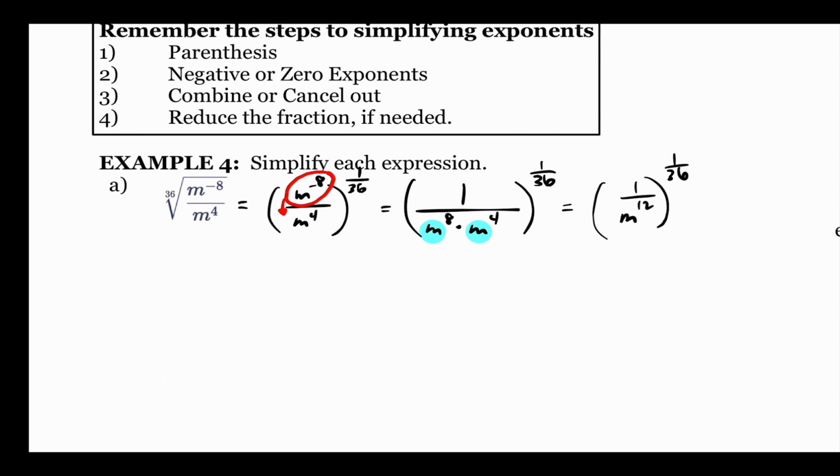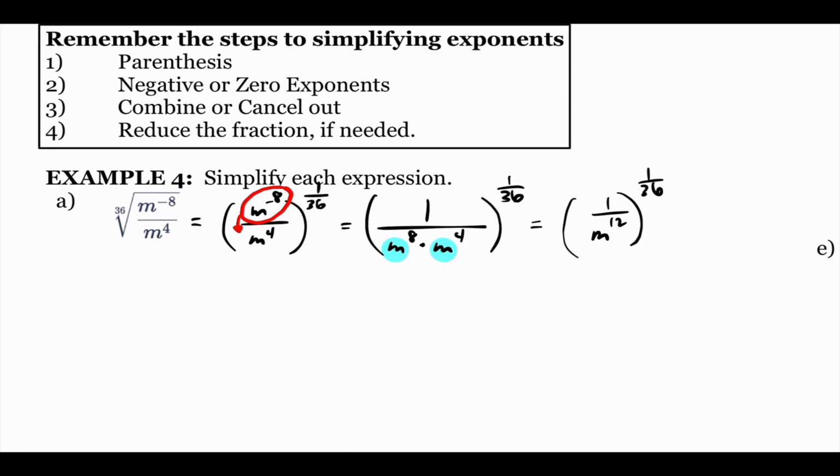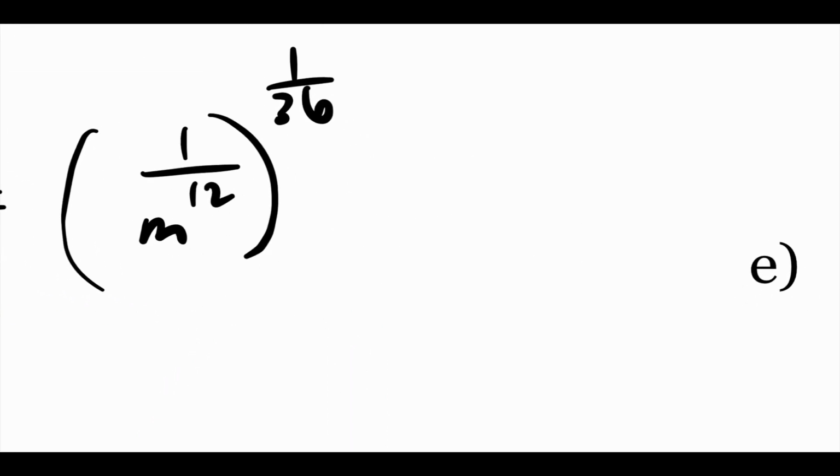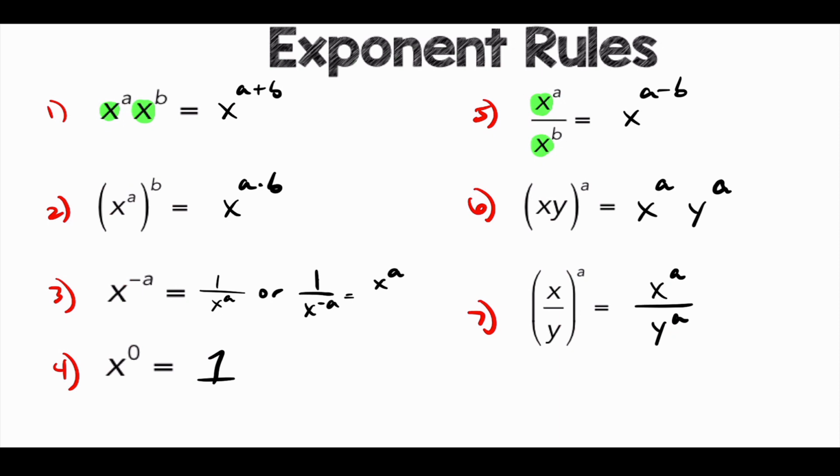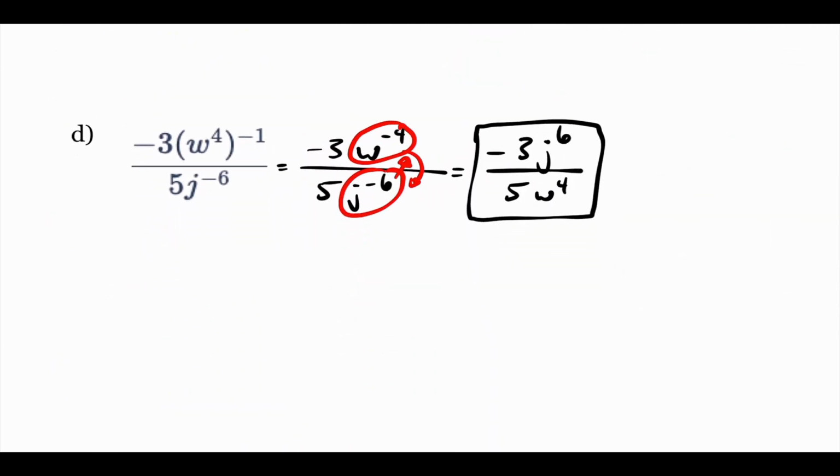Okay. So it gets a little bit different here. So now I'm right here, right? Which one of these rules looks like that? Don't let the fraction or the weird power 1 over 36 affect you. Which one does it look like? 7, right? And what does 7 say? 7 says that if I have a fraction to a power, both of them get the power, right? This guy gets a power, that guy gets a power.